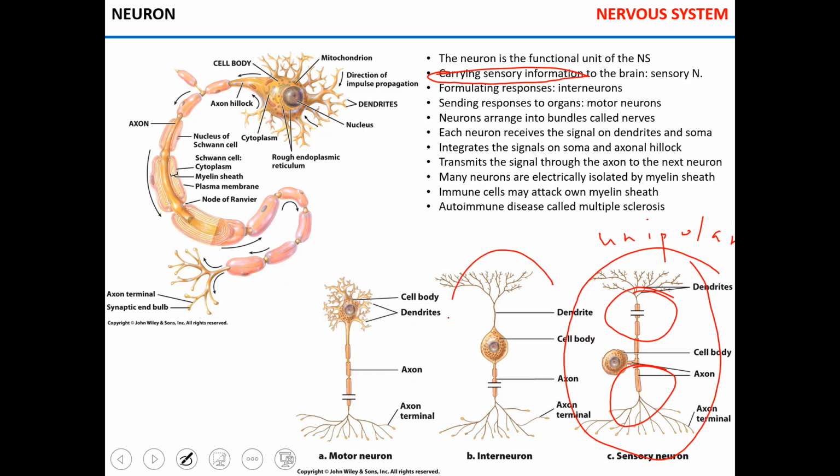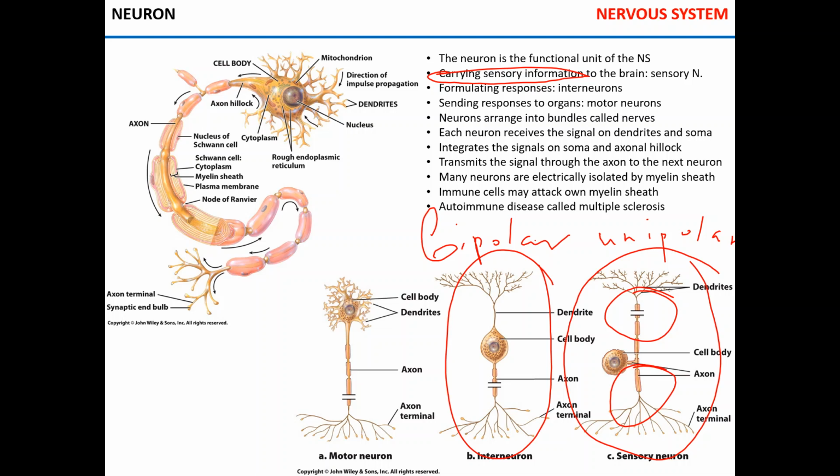Interneurons, like this one, a so-called bipolar neuron, are responsible for formulating various responses. You can see that in the case of this bipolar interneuron, its function is to integrate information or relay information.